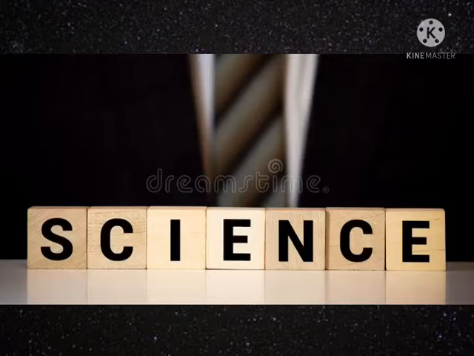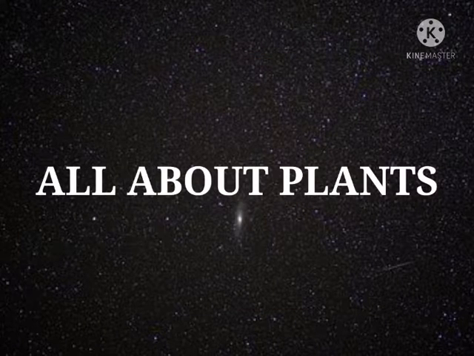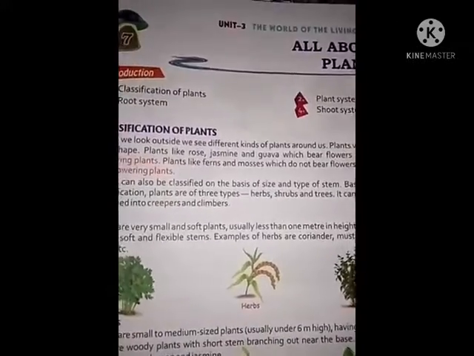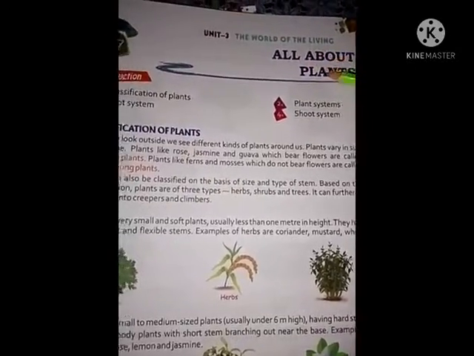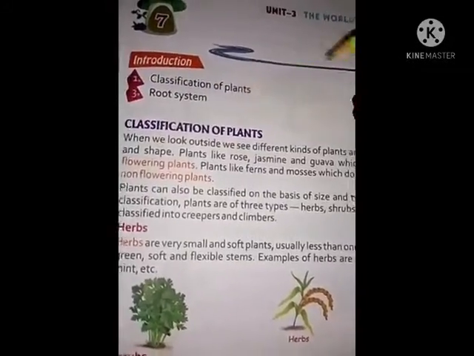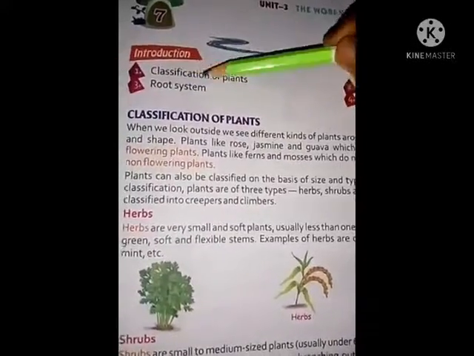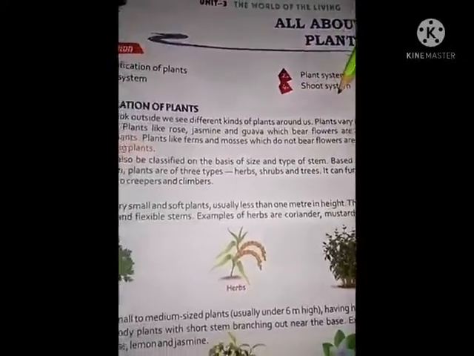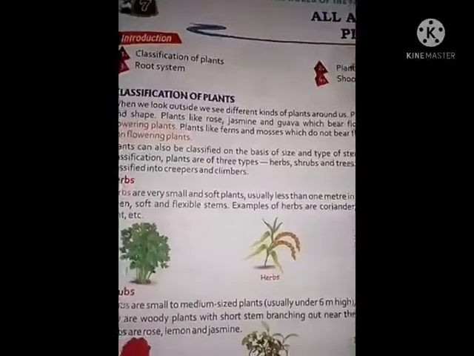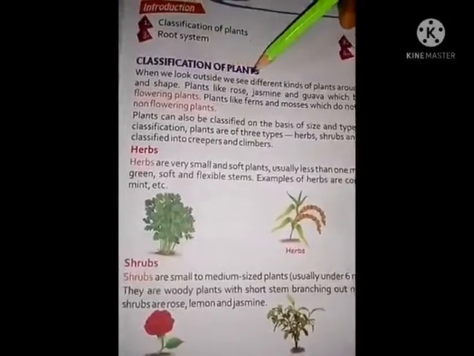So today we are going to start a new chapter from your science book. The chapter is chapter 7, all about plants. So all of you open your books, page number 53. See, all about plants. Introduction. Number 1, classification of plants. Plant system. Number 3, root system, shoot system. So in this chapter we are going to learn these topics. Okay, let's start. Classification of plants.